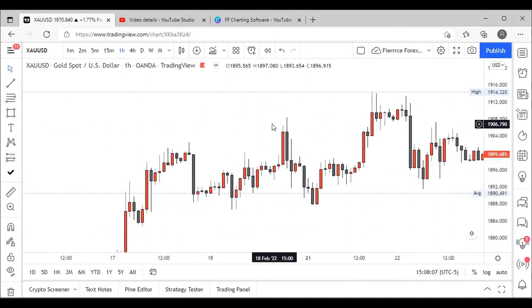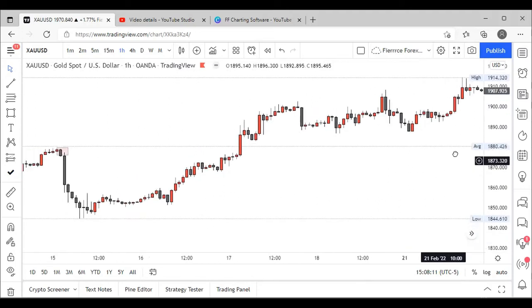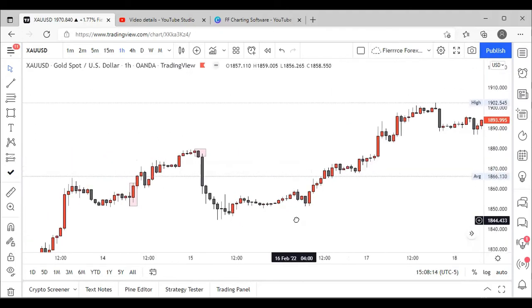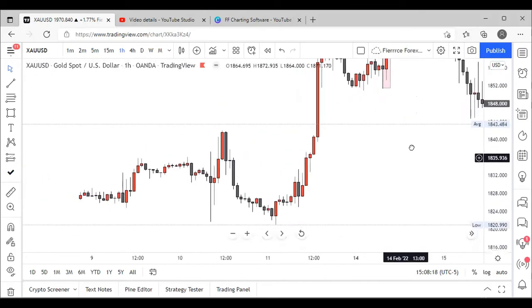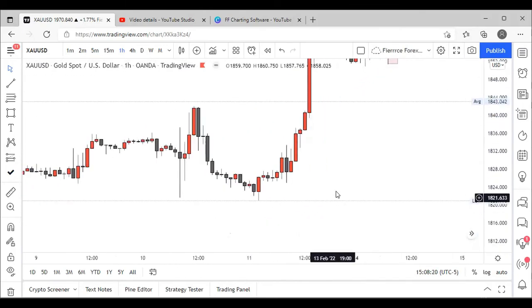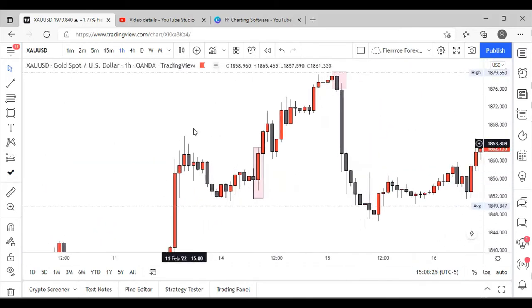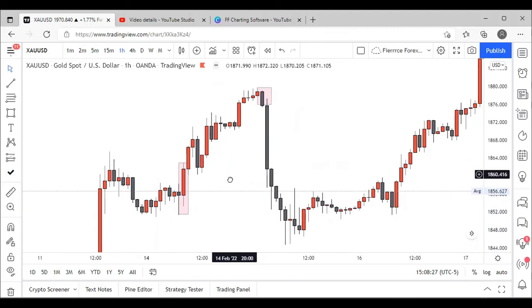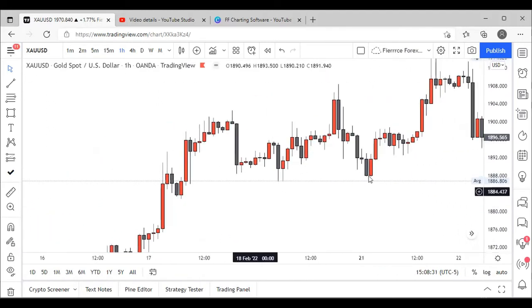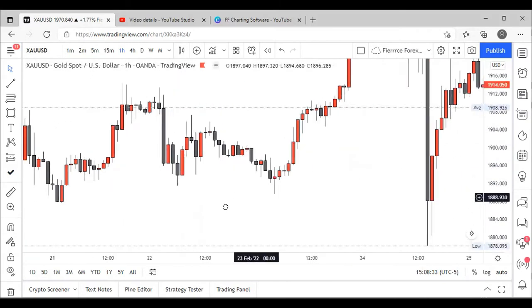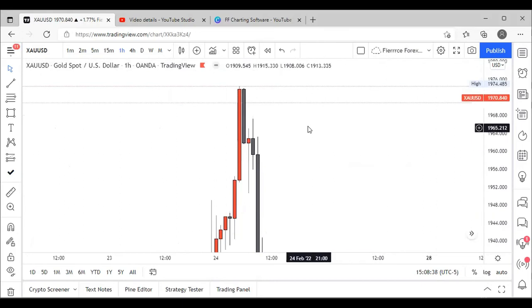Now another one I want to look at would be the close above and close below. So I'm looking for a close above and a close below. So here we go. Close above, wait, I'm still looking for it. Usually it's a very high probability setup.